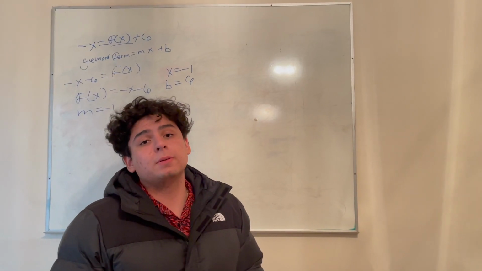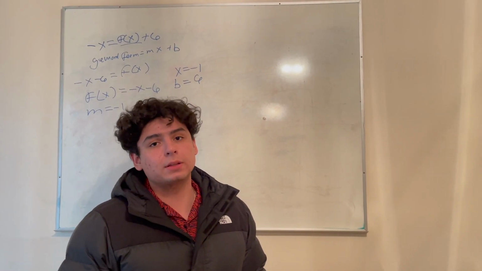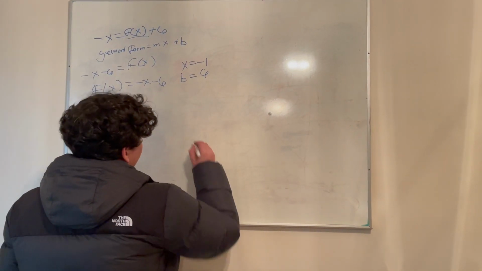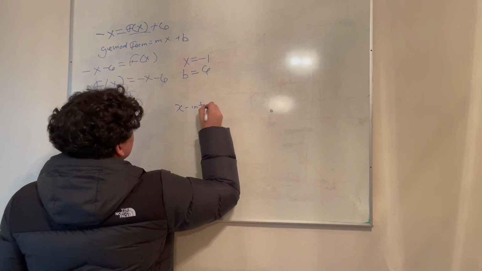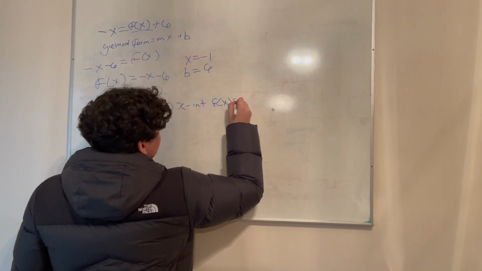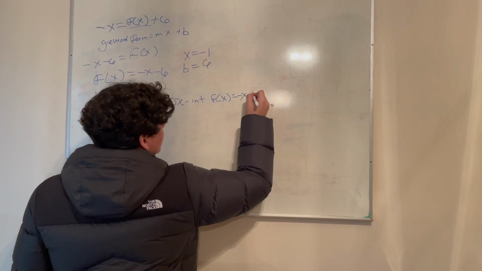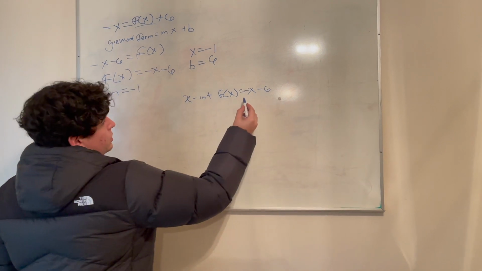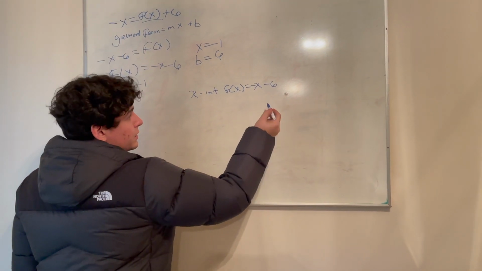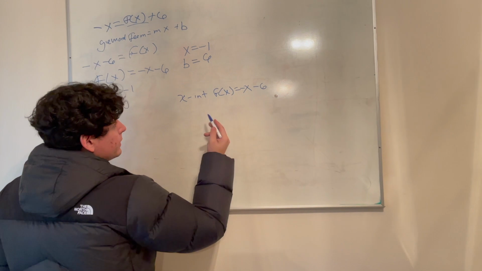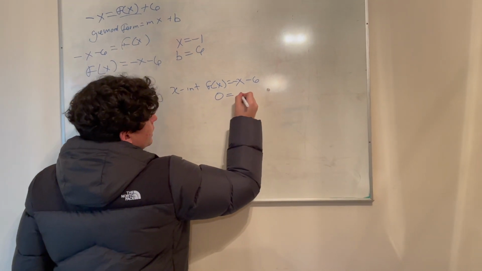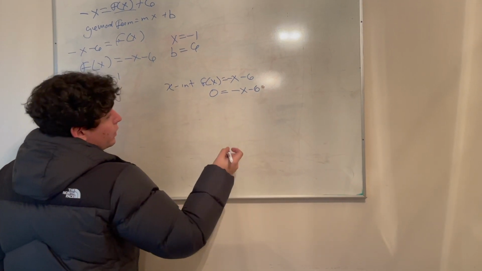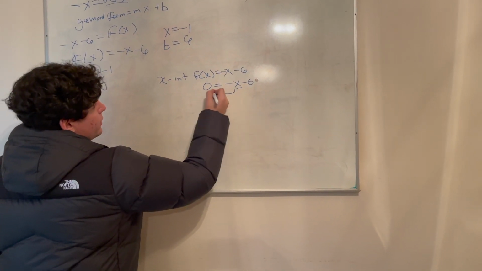Now that we have our y-intercept, we can get our x-intercept. How can we get our x-intercept? The same way that we got our y-intercept. But instead of changing the 0 here, we're going to be changing it in this variable. So it is going to be 0 equals -x minus 6. We are going to be changing our x to the other side.